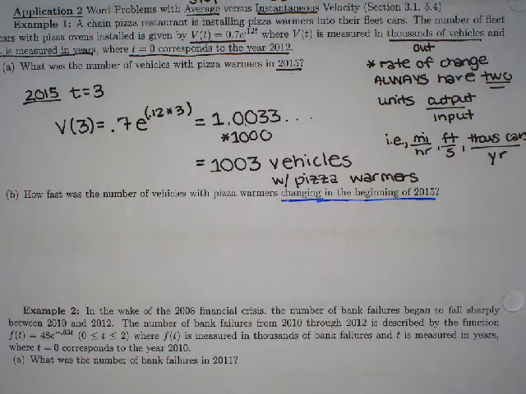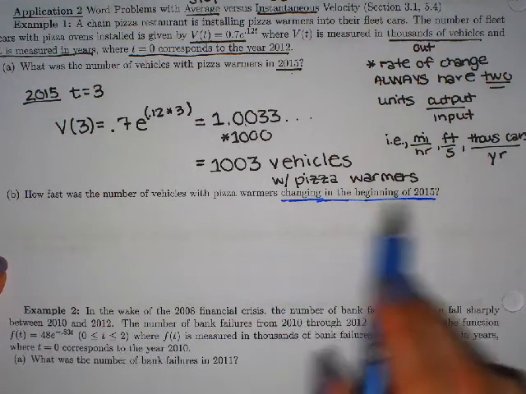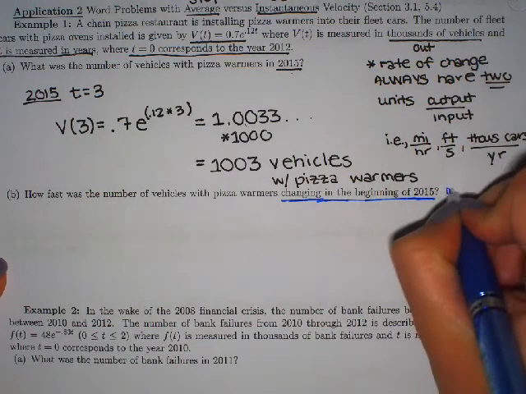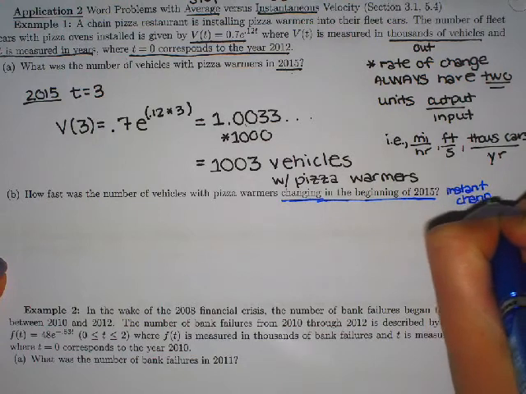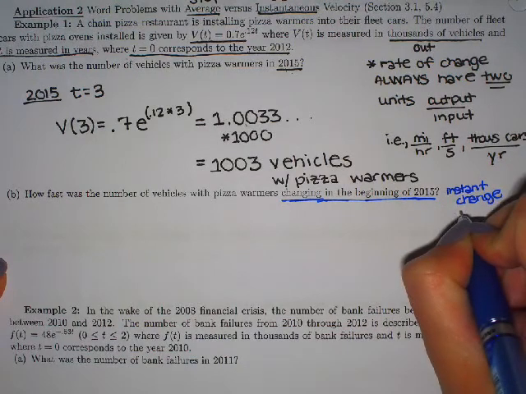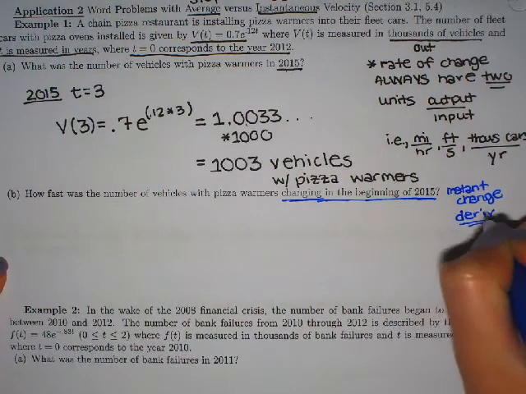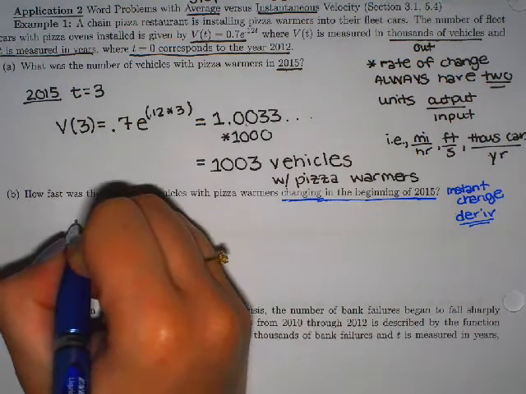So is that change at an instant or is that an average rate of change? It says changing, so I know it's one or the other. It's instantaneous change or average rate of change. And it's the change in just 2015, so this is instant change, which means I'm going to use what? The slope or the derivative? Derivative. So for instant change, I need to use the derivative.